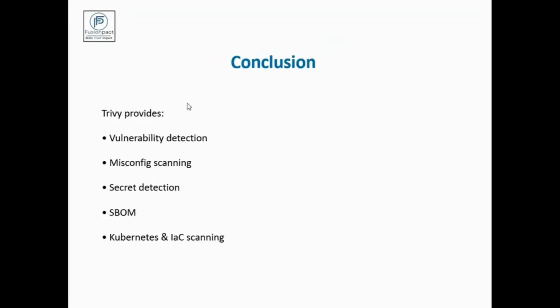So the conclusion is that Trivy provides us various functions such as vulnerability detection, and if there is any misconfiguration, it will detect it in early stages. Also, if secrets are pushed to the public repository or the Git repository, it will detect that and block us from sending those secrets to the GitHub repositories. It also creates the bill of materials for the scan it created, and also scans the Kubernetes and the IaC clusters.